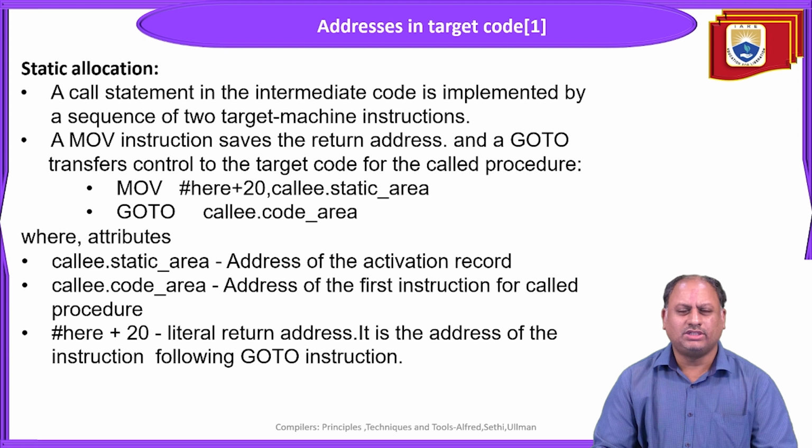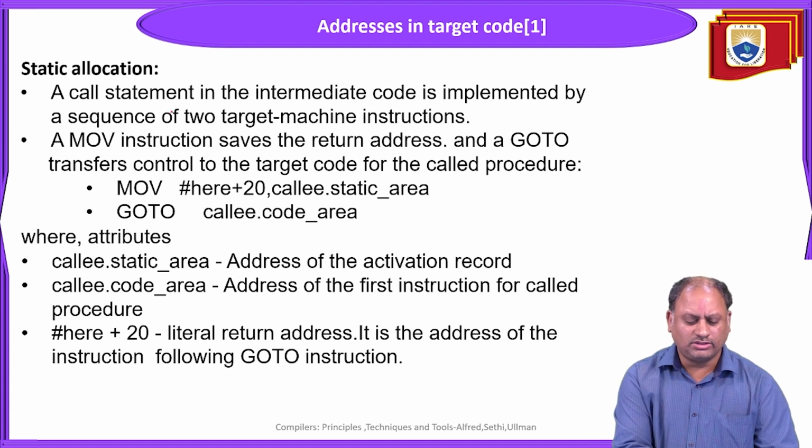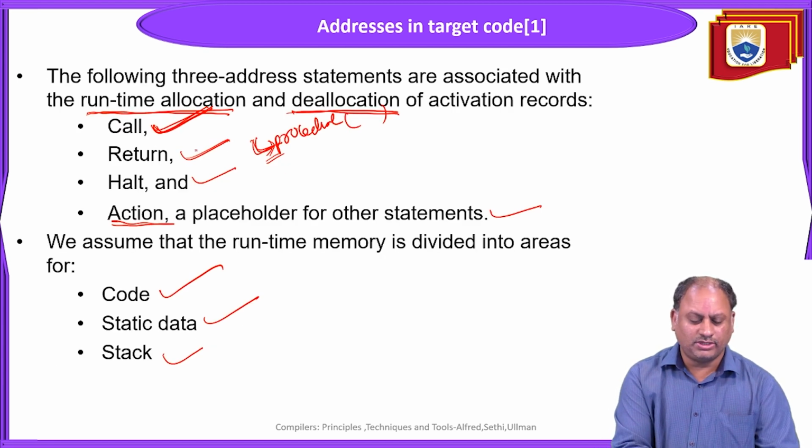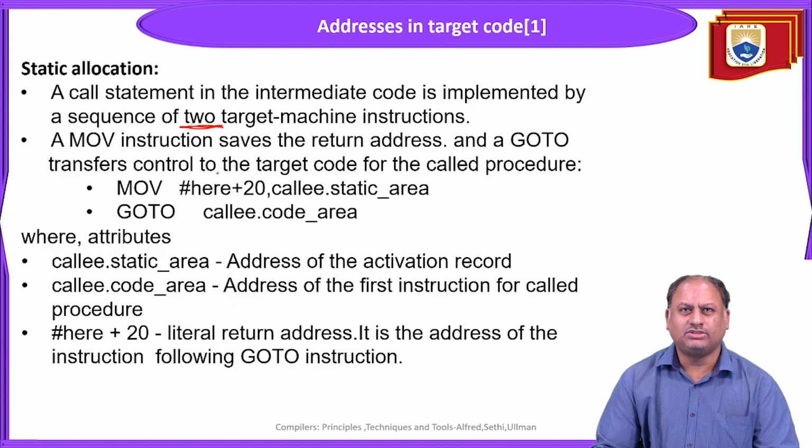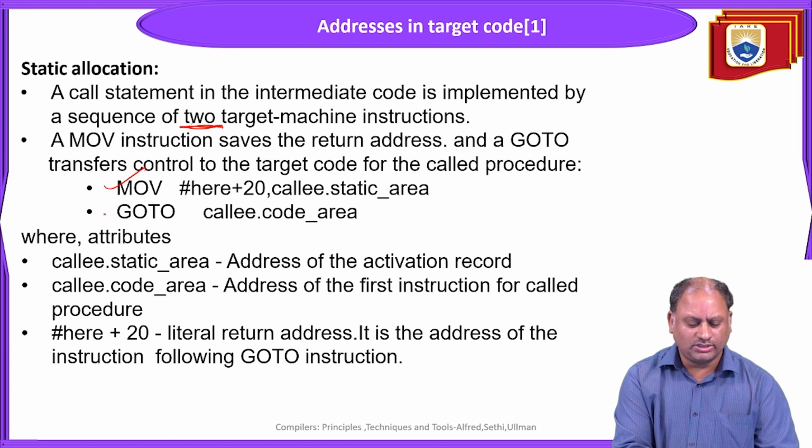First, static allocation. In static allocation, a call statement in the intermediate code is implemented as a sequence of two target machine instructions. Previously, we know that a call statement is followed by a return statement, halt, and action. These are the runtime allocation. In this allocation process, first a call statement is to be implemented with the help of these two target machine instructions. What are the machine instructions that are to be used? One is move, another one is go to.